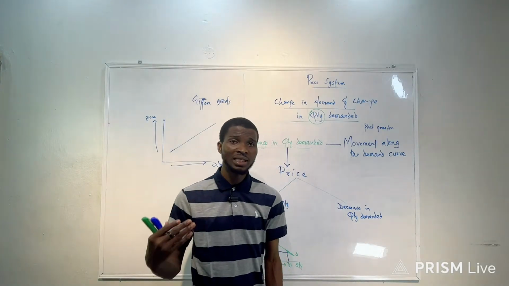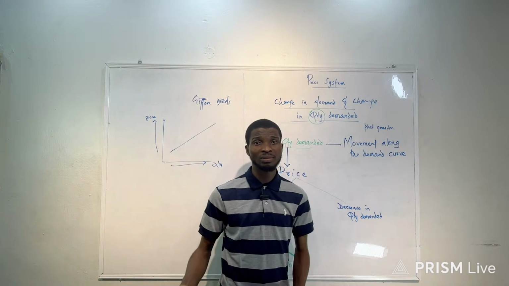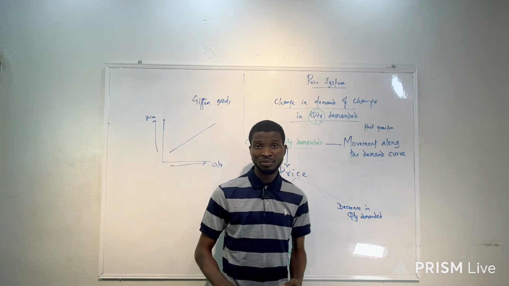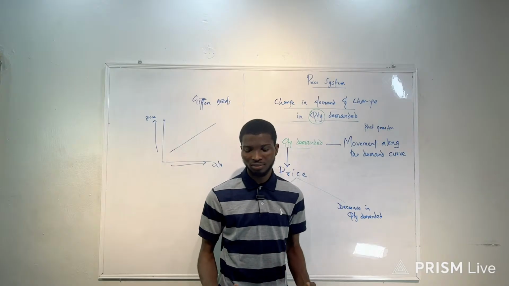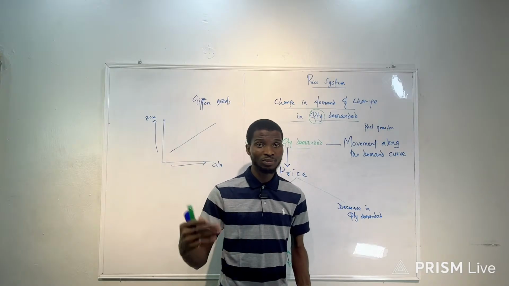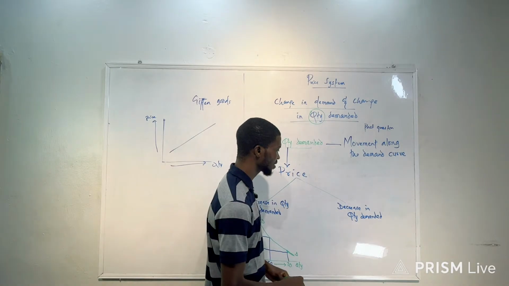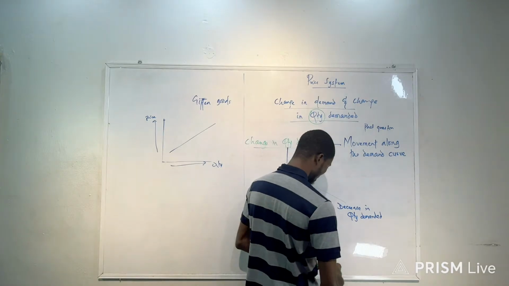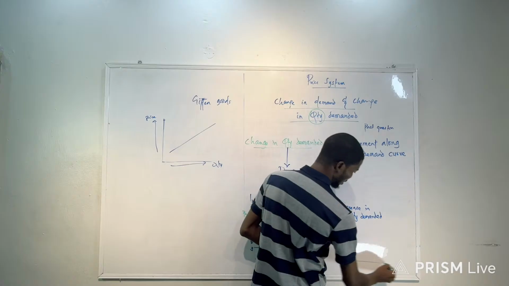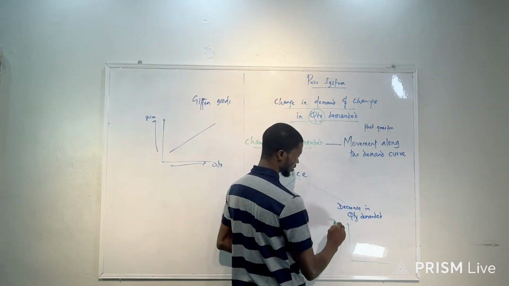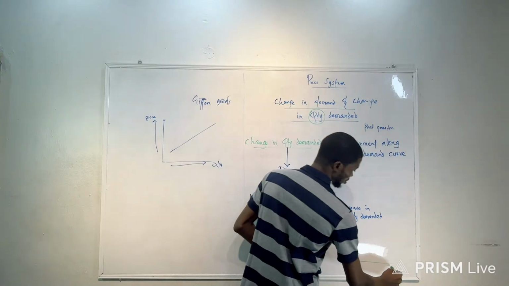Why would I have a decrease in quantity demanded? Obviously, something must have happened to the price. What could have happened to the price for me to have a decrease in quantity? Yeah, the price must have come down. And because of that, how will I draw it? Draw it the same way. And that is what we're doing: price, quantity.